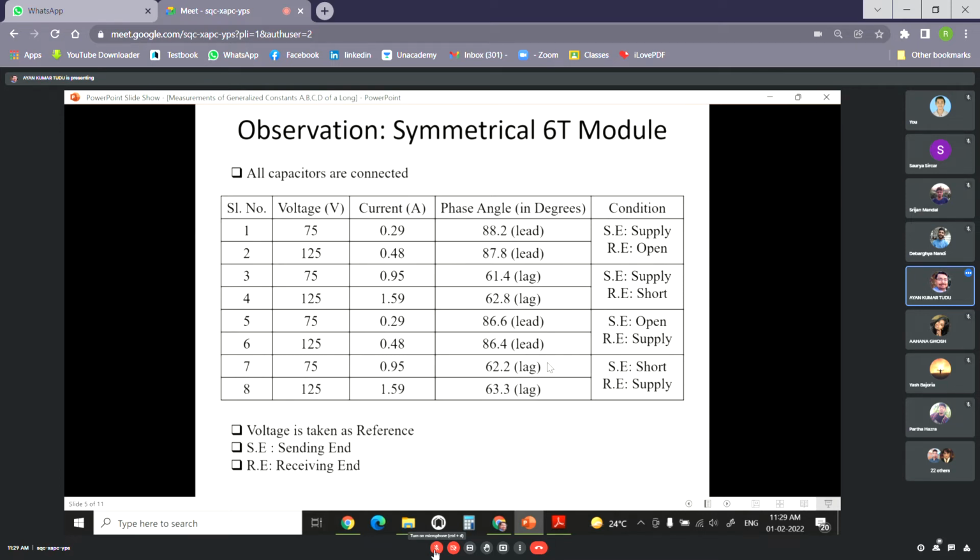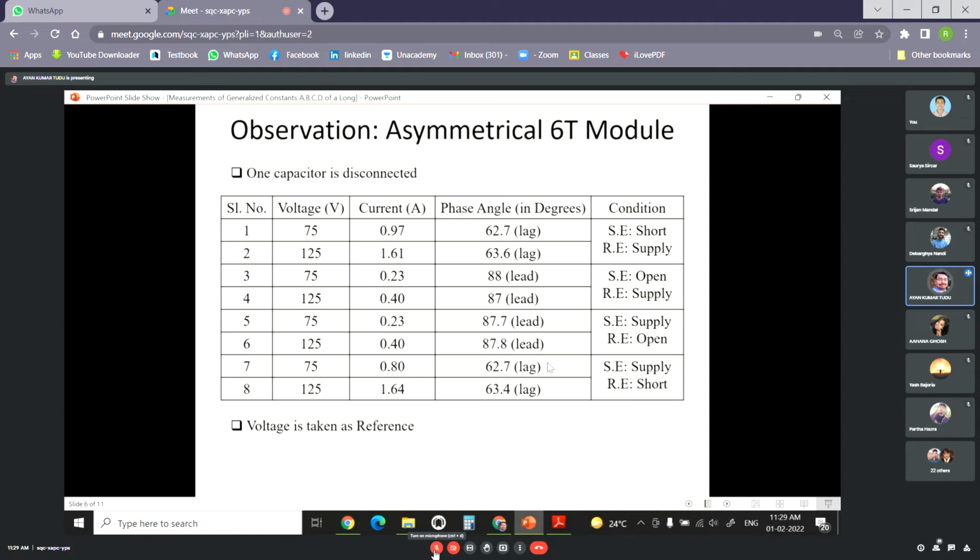Okay, so in this particular experiment, with the symmetrical 60 module, these are the voltage and the current that we are seeing in the circuit. Similarly, we can also find it for our asymmetrical module, as in the figure we saw. So how do we see this? One capacitor is disconnected. So this is an asymmetrical 60 module.